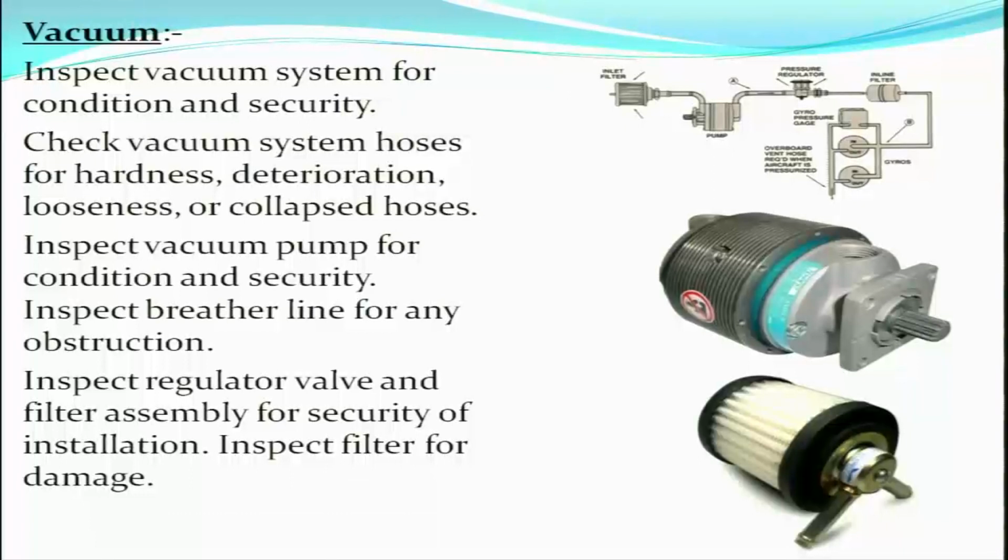So in the vacuum system, in the 100 hours inspection, we are inspecting the different hoses for condition, for deterioration, for proper attachments. We are inspecting the vacuum pump for security of attachment. We are inspecting the breather line attached to the vacuum pump for any obstruction, and we are inspecting the different filters installed in the vacuum system.